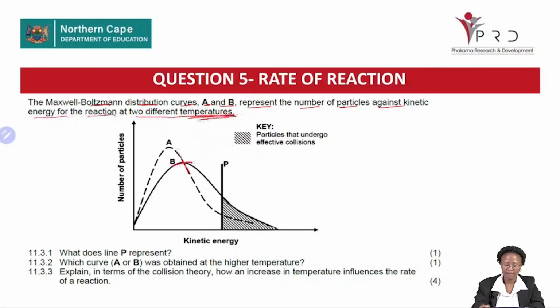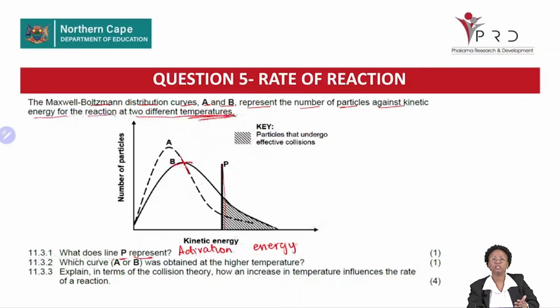Wherever they are crossing, you know that they form a T for temperature. Let's see what they are asking us. 11.3.1 says, what does the line P represent? The line P represents activation energy. You still remember? Very good, guys. It's activation energy. Remember, the minimum amount of energy required for the reaction to take place.